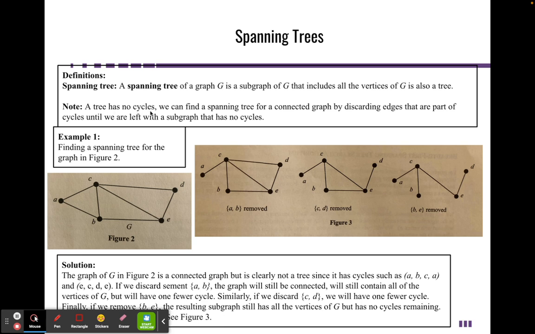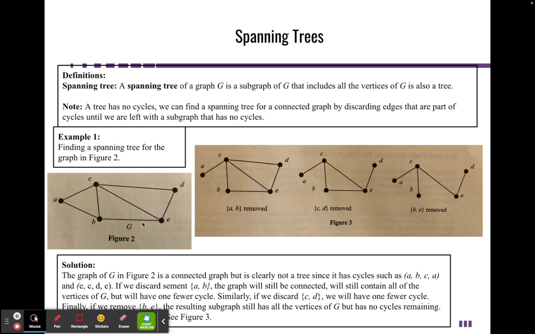So let's go back and look at a couple other notes here. A tree has no cycles. Remember, a cycle is something that starts and ends at the same vertex. So if we're going to be a tree, we don't have the ability to start and end at the same place. So a tree has no cycles. We can find a spanning tree for a connected graph by discarding edges that are part of cycles until we are left with a subgraph that has no cycles.